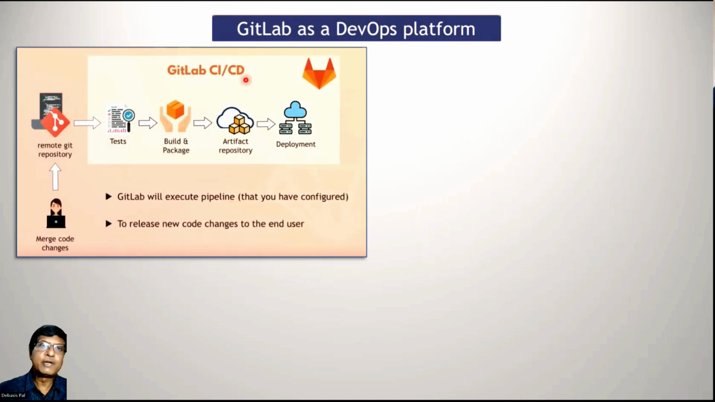So what do we do overall? GitLab will execute the pipeline that you have configured. We are coding the pipeline, isn't it? We are going to code a pipeline with the help of GitLab script. And to release new code changes to the end user, we are going to deploy it into production or pre-production. So the developer will merge the code he or she has developed from the various branches into one main branch, maybe the master branch of the remote Git repository, and it will be released for testing.